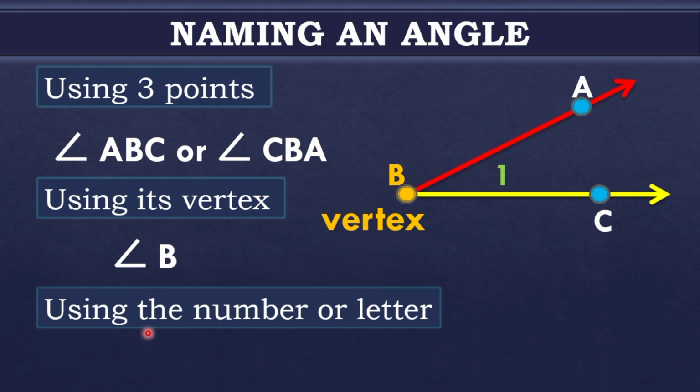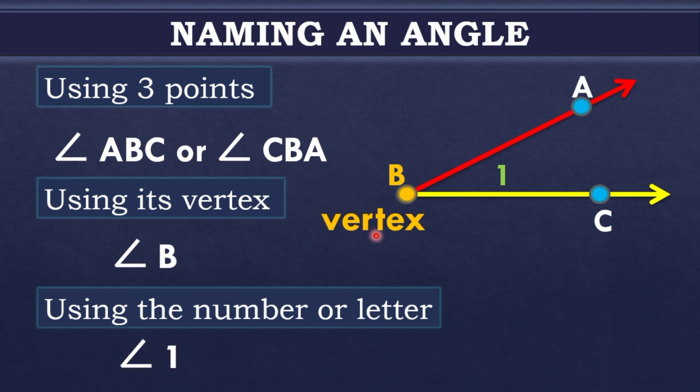And then, next, we also have using the number or the letter. So, ito, kung present. Kung hindi naman, wag kang maglagay ng sarili mo. Halimbawa, wala kang nakitang number doon or letter. Wag mo lagyan. Kasi hindi yun ang given. So, ang gagawin mo po kung present siya. Okay? So, using the number or letter, since meron tayo ditong 1, ibig sabihin, ito yung tinutukoy niya. Itong rotation na to. So, we can also name this angle as angle 1.